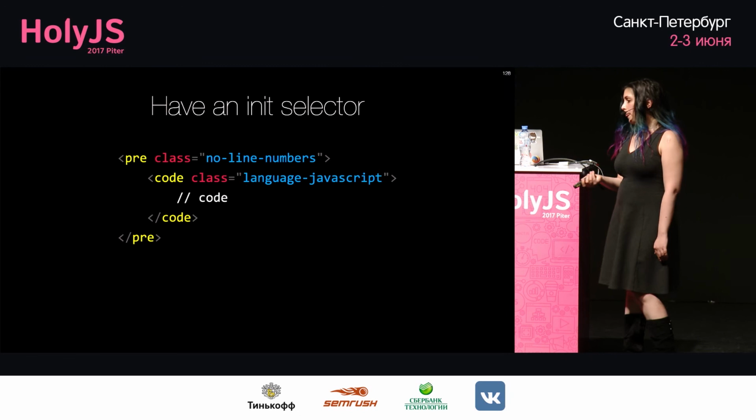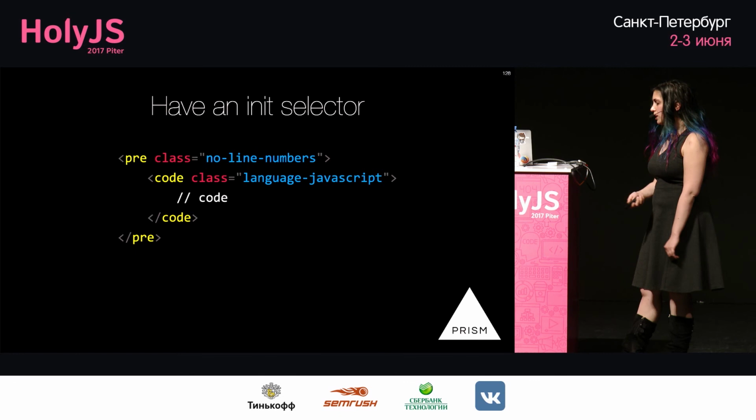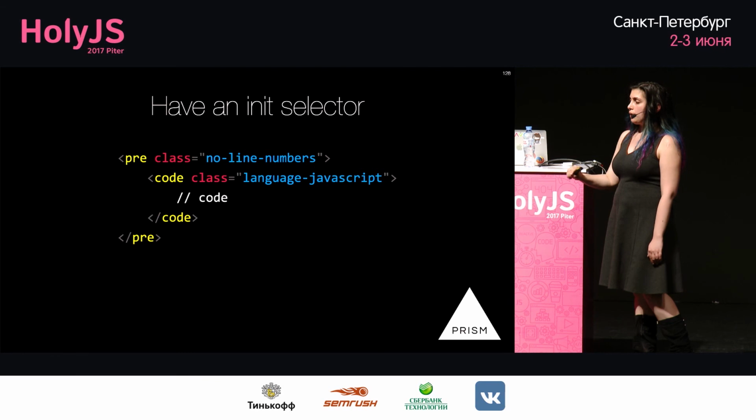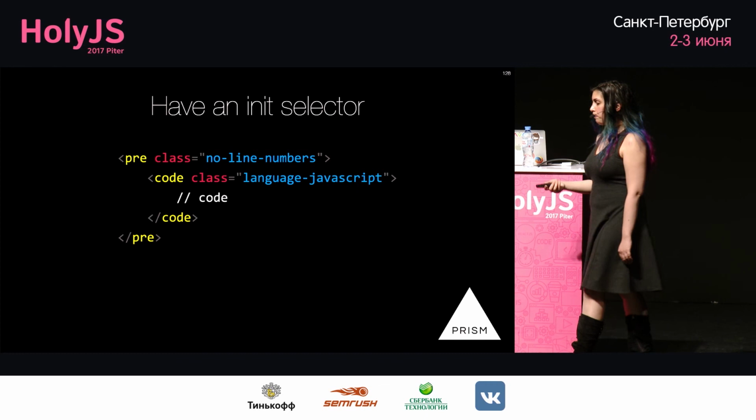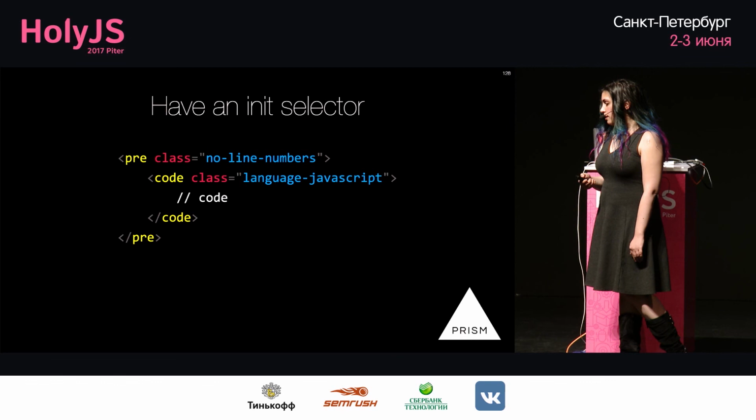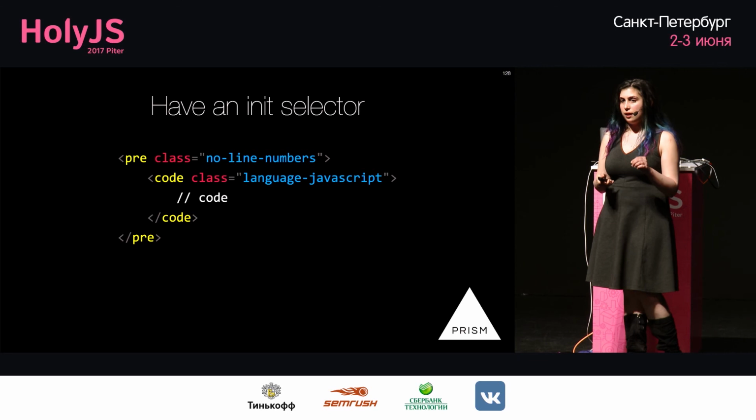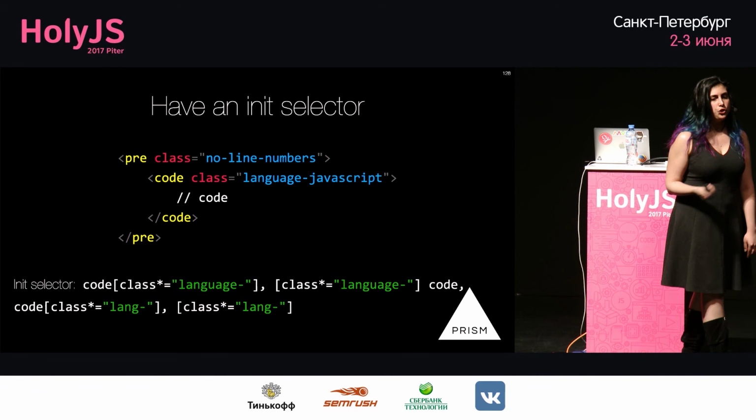An init selector, for example, and this is probably the most complex one I've written. Usually it's just a class. For example, in Prism, elements with a language-something class or elements that are inside one of those. Prism is a syntax highlighting library. You might have heard of it. And it operates on code elements that have either a class of this form or are inside an element that does. And its init selector looks like this. Usually init selectors are just a simple class selector.